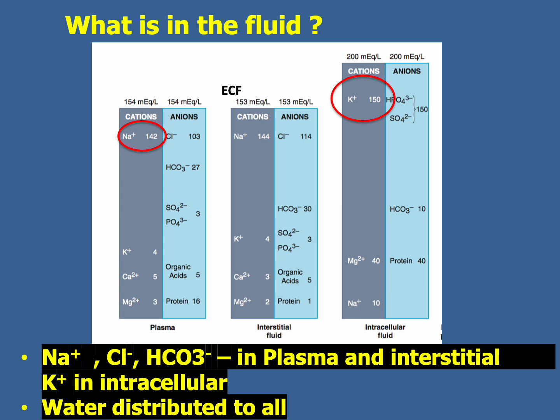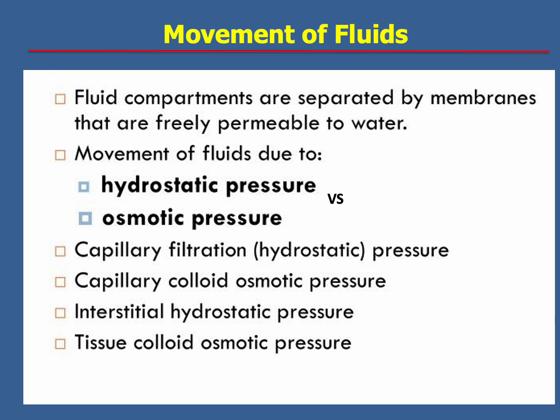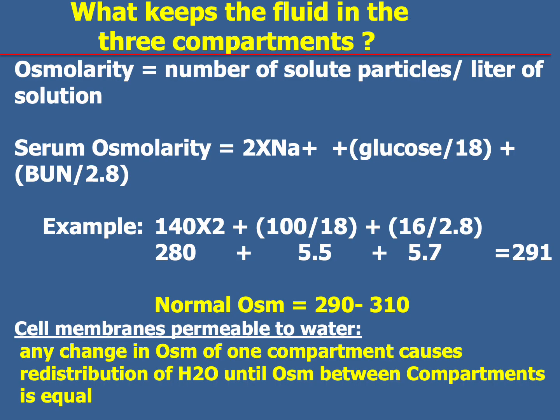Water is distributed to all spaces and moves between the spaces through semipermeable membranes. So once again, any change in osmolarity of one compartment causes redistribution of water until the osmolarity between compartments is equal. The movement is the result of hydrostatic pressure and colloid osmotic pressure. Because of the permeability of the cell membranes, any change in the osmolarity of one compartment causes a redistribution of water until the osmolarity is the same on both sides of the membrane.